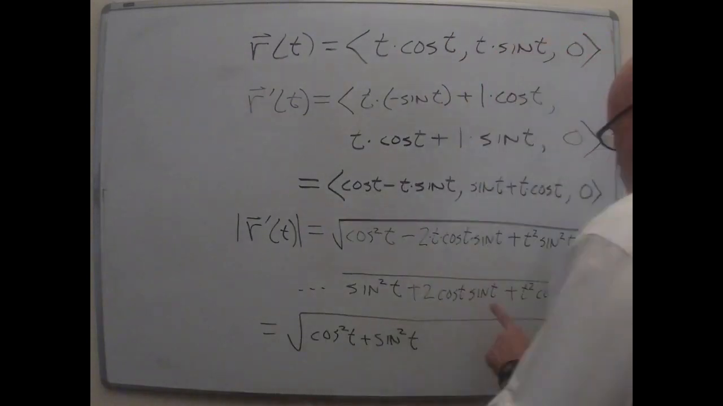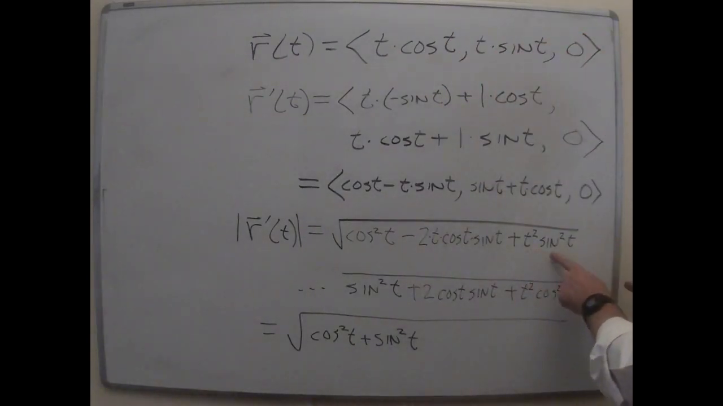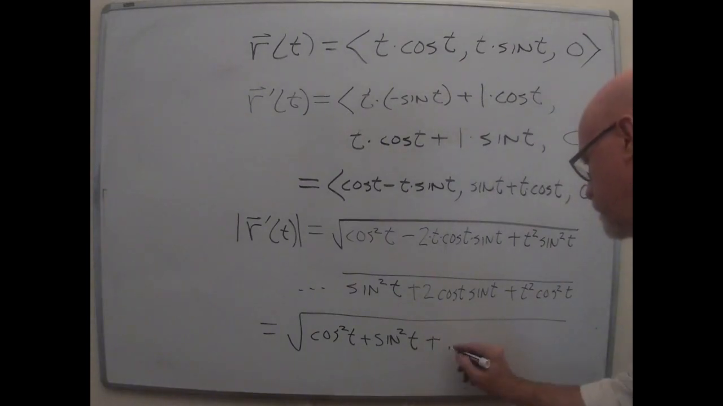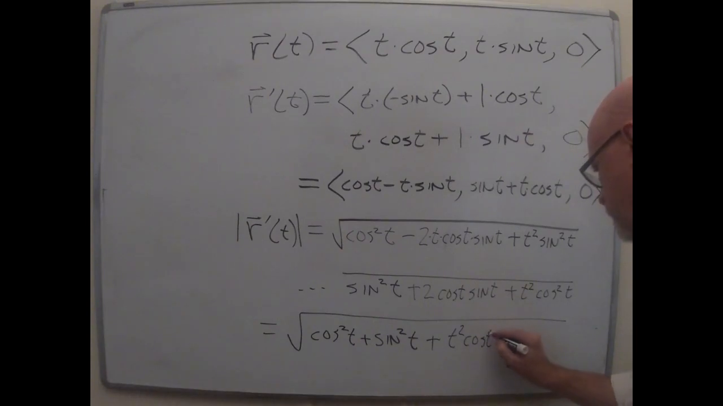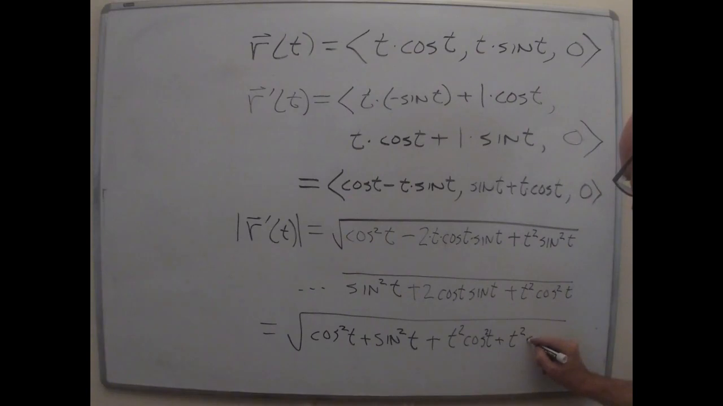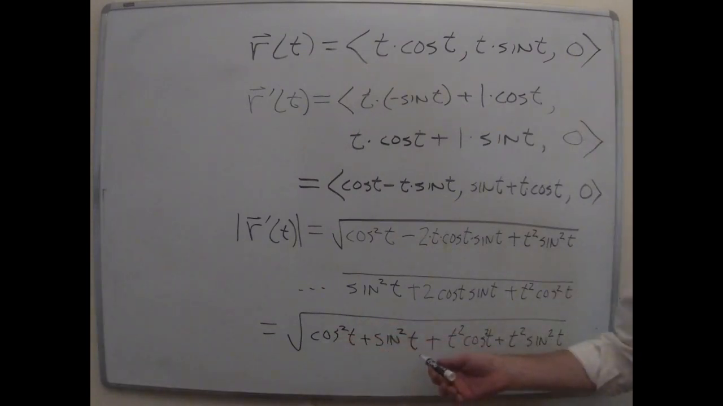And then you can also put together the t squared sine squared t and the t squared cos squared t. I think I just did the order wrong in that, but oh well, that's fine. There's a lot of nice stuff here. Cos squared t, sine squared t, those guys add up to 1. And these guys would add up to t squared.